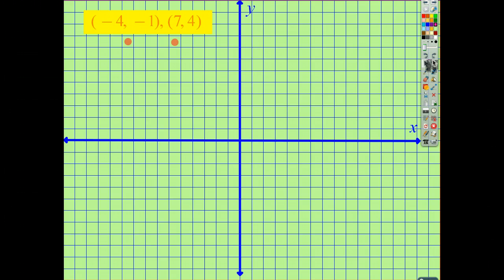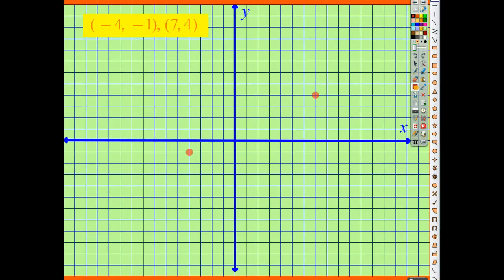Okay, so let's just go ahead and graph these. We're going to start with -4, -1. So I'm going to move 4 to the left, and then I'm going to go down 1. And then I'm going to take this and move over 1, 2, 3, 4, 5, 6, 7, and then we'll go up 4. And so there are my 2 points. What I want to do here is find the distance between these 2 points.